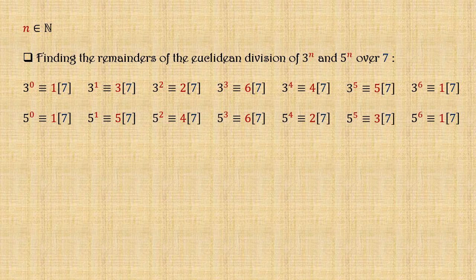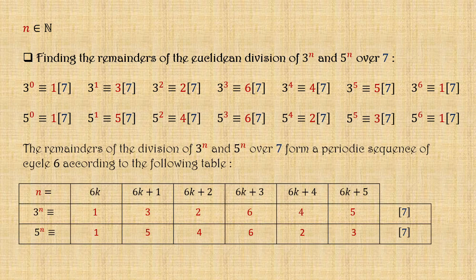So, as it is the case with the powers of 3, the congruences of the powers of 5 modulo 7 form a periodic sequence of period 6. In the following table, we summarize the remainders of the congruences of these two sequences of powers modulo 7.